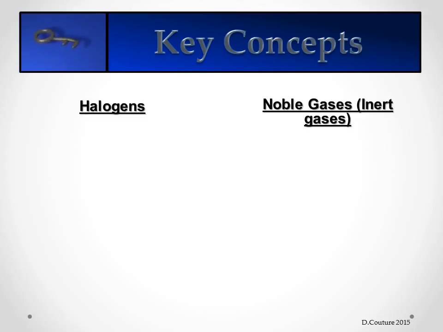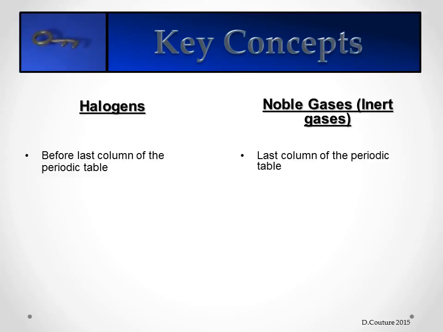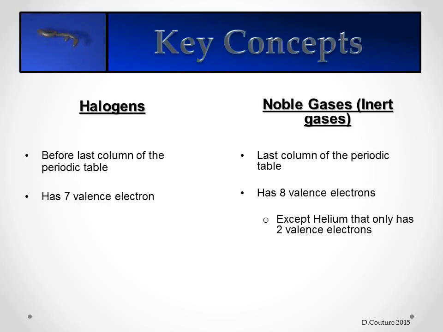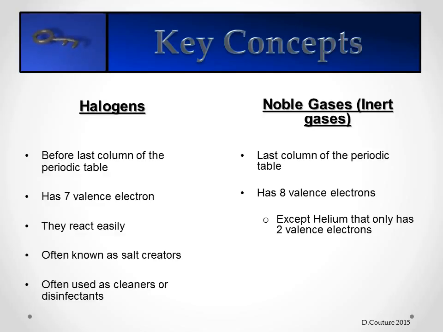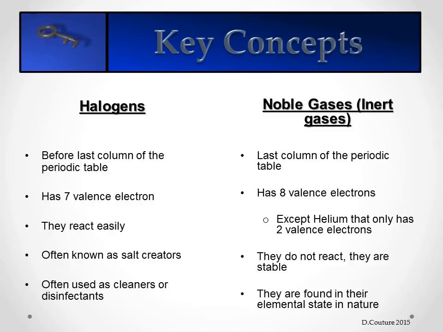When comparing halogens and noble gases, halogen is in the before last column of the periodic table, noble gas is in the last. Halogens have 7 valence electrons, noble gases have 8, except helium that only has 2. Halogens react easily, often form salts, and are used as cleaners or disinfectants, whereas noble gases simply do not react. They are found as is in nature.